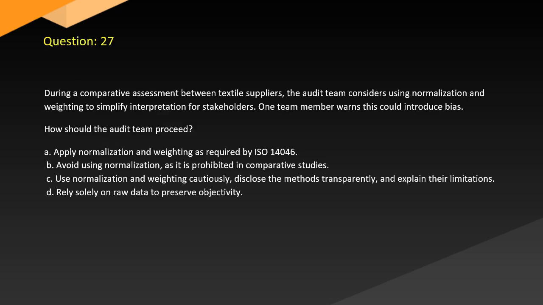Question 27. During a comparative assessment between textile suppliers, the audit team considers using normalization and weighting to simplify interpretation for stakeholders. One team member warns this could introduce bias. How should the audit team proceed? A. Apply normalization and weighting as required by ISO 14046. B. Avoid using normalization as it is prohibited in comparative studies. C. Use normalization and weighting cautiously, disclose the methods transparently, and explain their limitations. D. Rely solely on raw data to preserve objectivity.